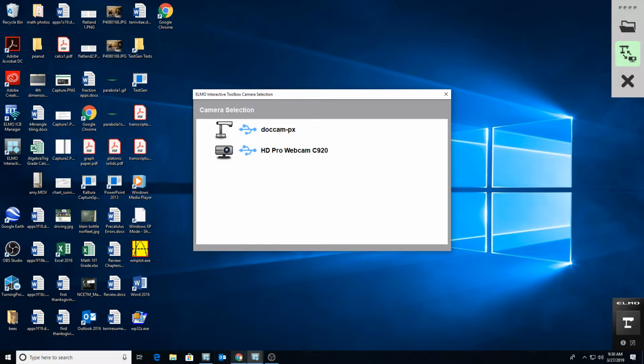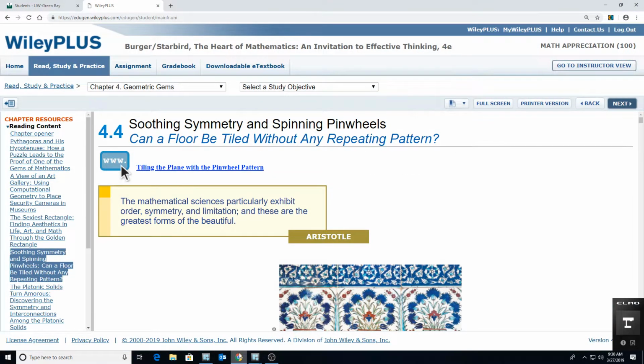Does anybody have any questions before we begin? Okay. Well, we're looking at section 4.4. So, talking about symmetry.